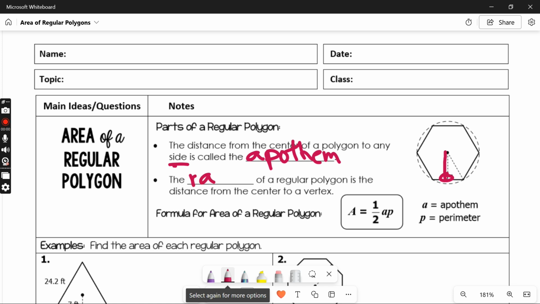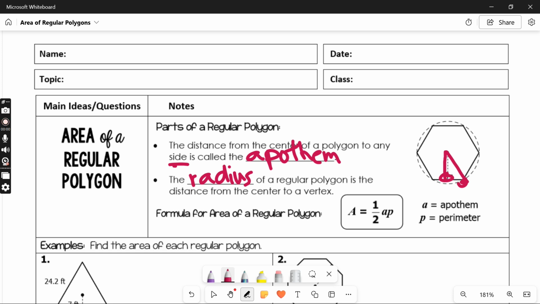The radius of a regular polygon is the distance from the center to a vertex. So to one of the vertices, so the points of the regular polygon.